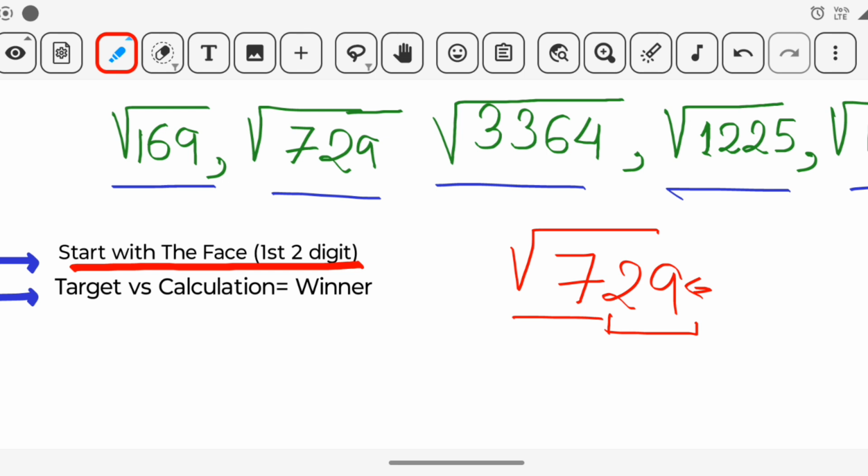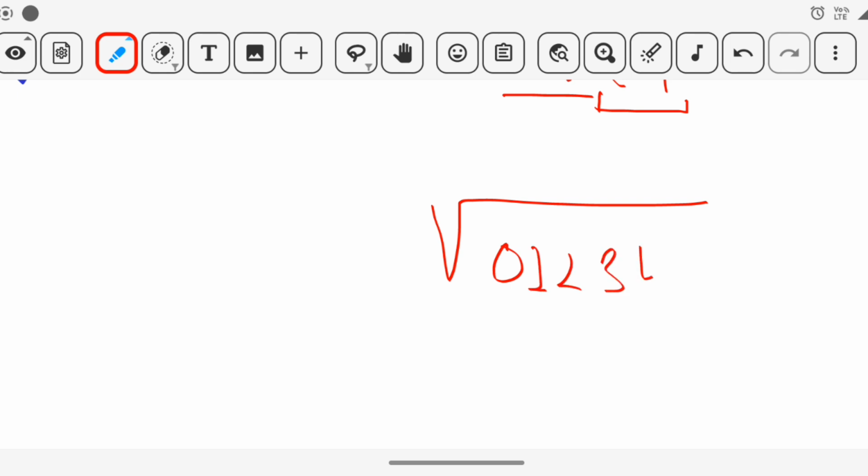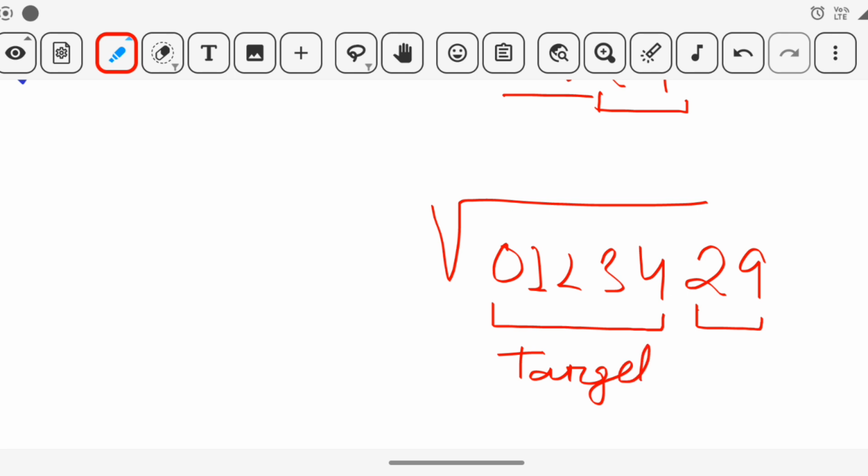And the remaining will be the target. For example, the square root of 0, 1, 2, 3, 4, and there is also 29. So the face will be 29 and the rest of them will be the target. So this will be the target and this will be the face.